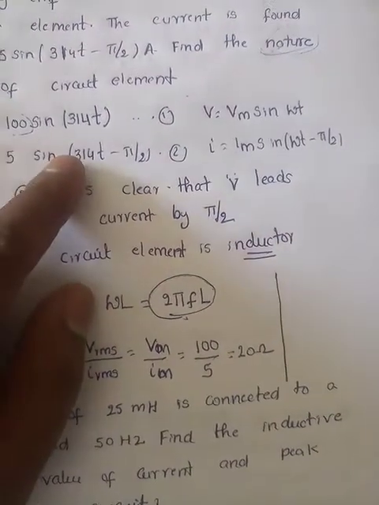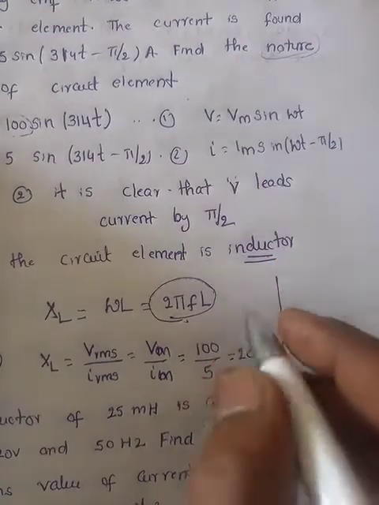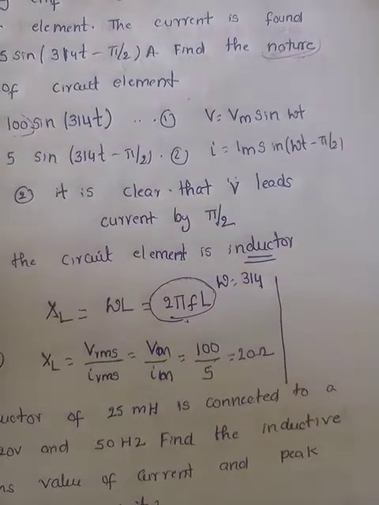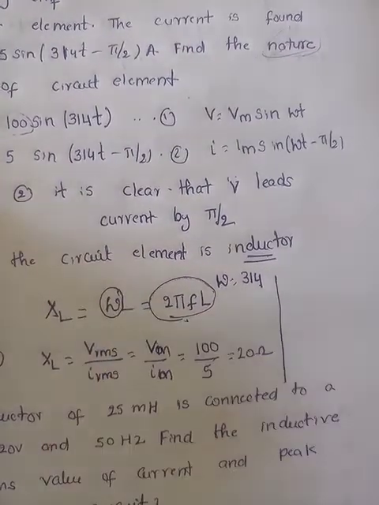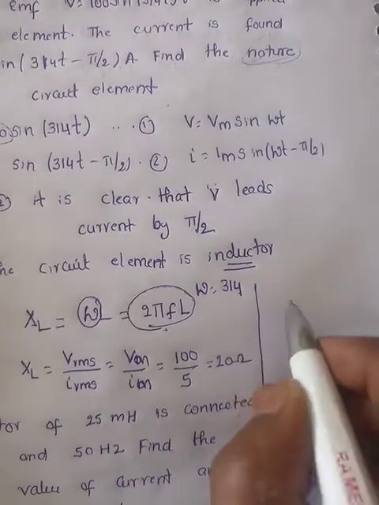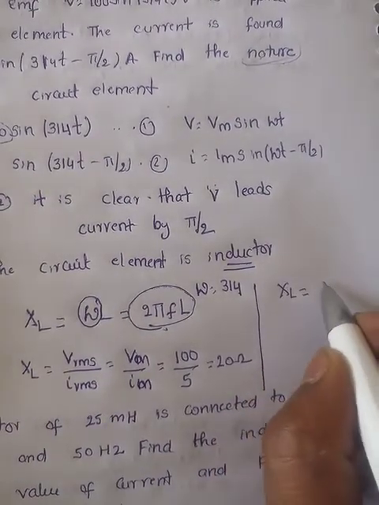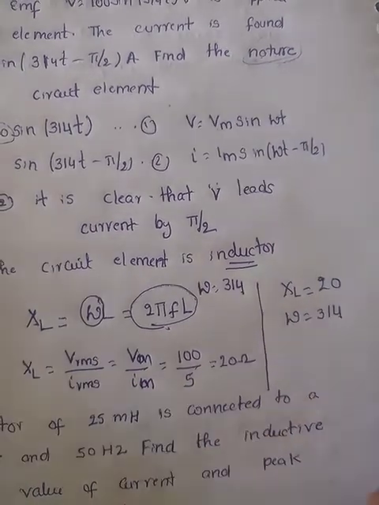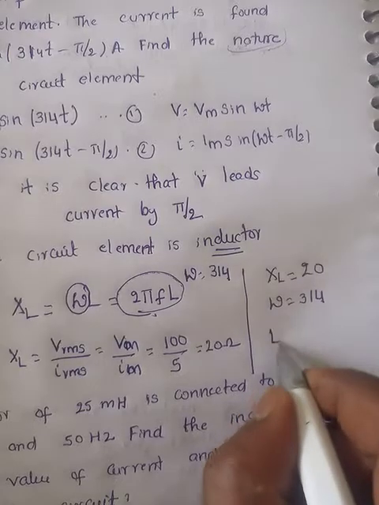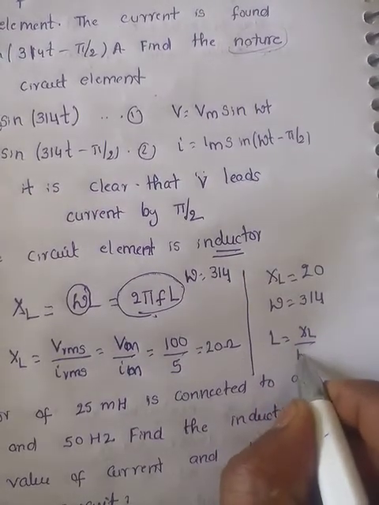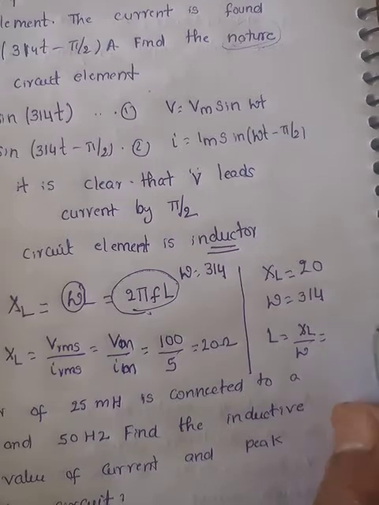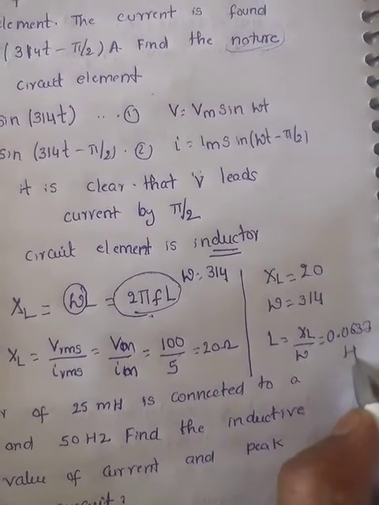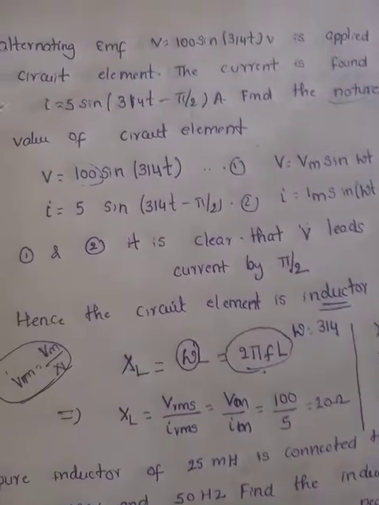Now we should calculate L. From the given equation, what is the value of omega? 314. So, XL equals omega L, where omega is 314 and XL is 20. The formula is L equals XL by omega. If you calculate this, you get 0.0637 Henry.